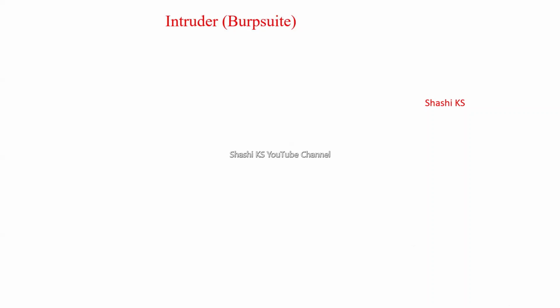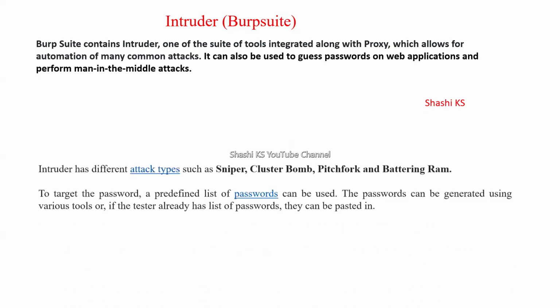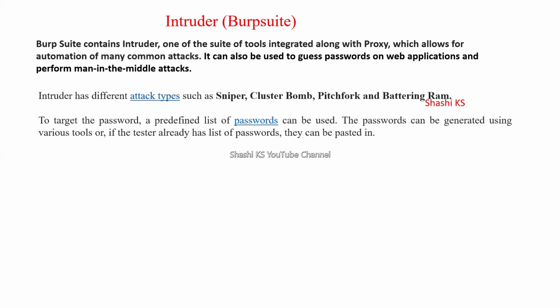Specifically, the intruder of the Burp Suite is one of the tools which allows for automation of many types of attacks. For example, it can guess the passwords on web applications. It can perform man-in-the-middle attacks. In intruder, there are different attack types like sniper, cluster bomb, pitchfork, and battering ram.